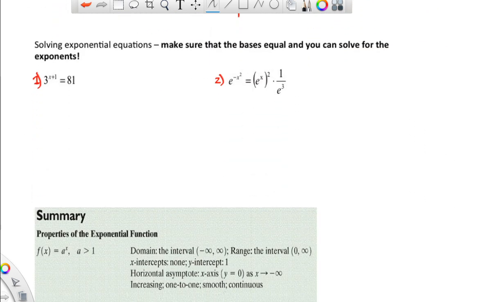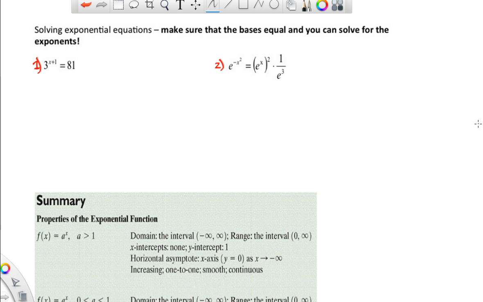Alright, solving exponential equations. It says make sure the bases are equal and you can solve for the exponents. That just means this: if I could only write 81 as 3 to some power, then whatever power I have here, I know x plus 1 has to equal it, otherwise this doesn't work. That's one of the things you often look for. Well, 3 to the 4th is 81. So if those two are equal, then these have to be equal. And then we get x equals 3.